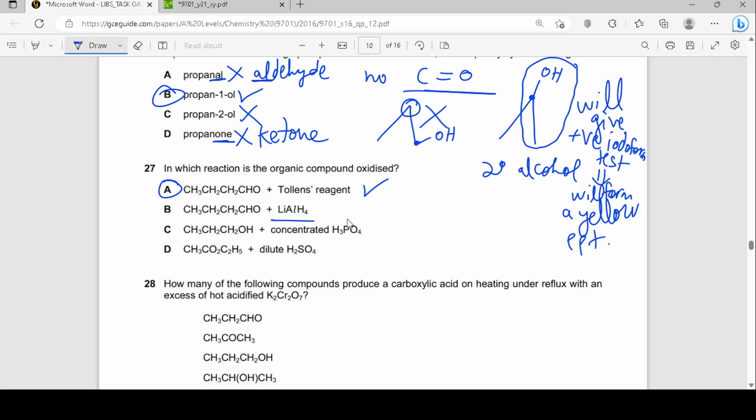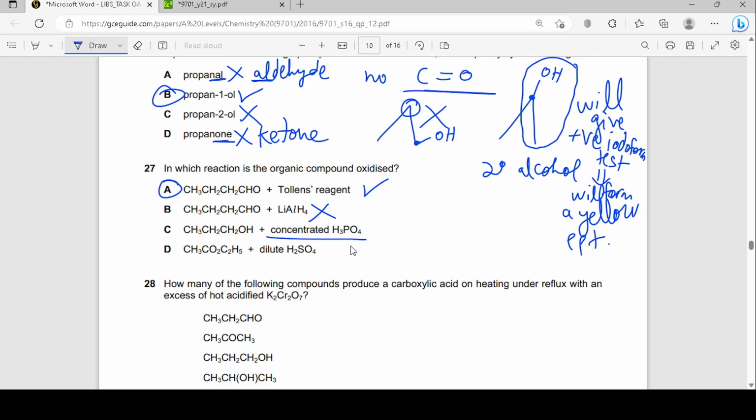Okay, LiAlH4 is a reducing agent, so obviously it would not oxidize the aldehyde, right? It would reduce the aldehyde, in fact, to CH3CH2CH2CH2OH. Yeah, definitely CH3CH2CH2CH2OH, okay? So it would reduce it, not oxidize it.